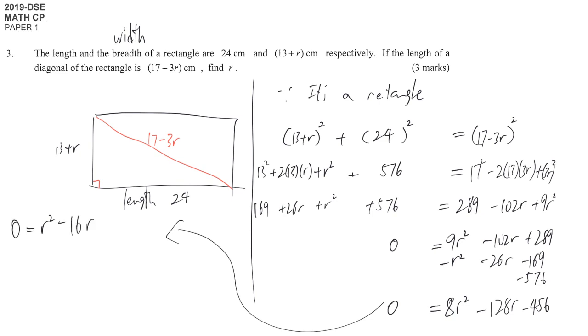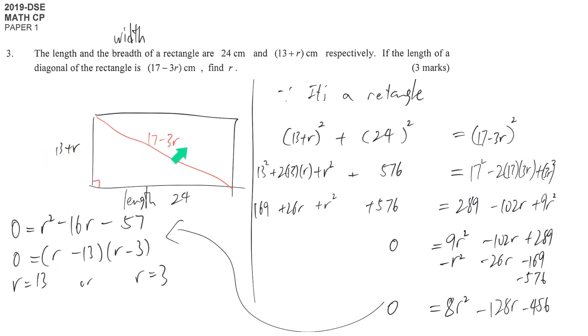Divide both sides by 8, and then (r minus 13)(r minus 3). So r is equal to 13 or r is equal to 3. But because there are two solutions, we have to check very carefully. Should we reject one of them, or is it feasible? And then you look at this one. 13 plus r, whether plus 13 or plus 3, gives you positive values, so it's fine.